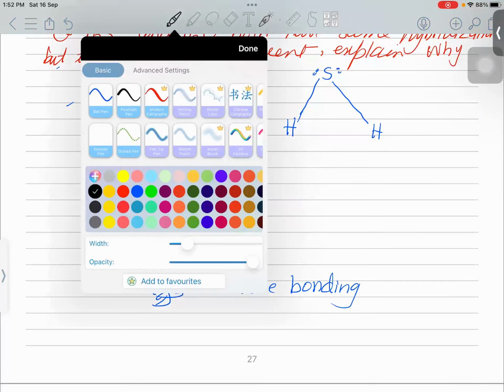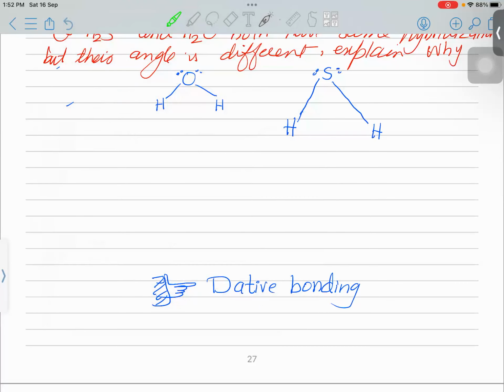Okay, you know that. So which one is more electronegative, oxygen or sulfur? Oxygen. Yes. Oxygen is the first point: oxygen is more electronegative than sulfur.